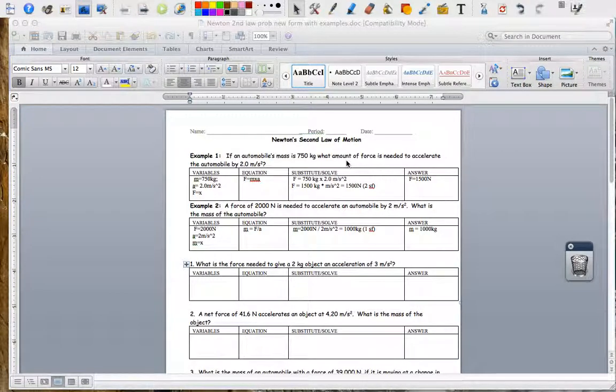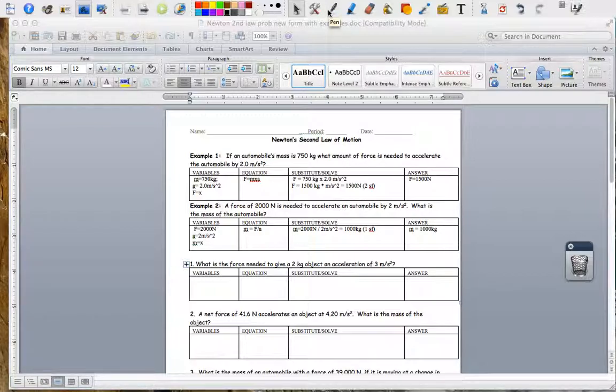All right, ladies and gentlemen, here's your snow day assignment. We're looking at the Newton's second law of motion worksheet, and I'm going to walk you through examples numbers 1 and 2. The due date for this will be when you get back from break, by Thursday. Remember, Friday we don't have class due to the extended weekend.